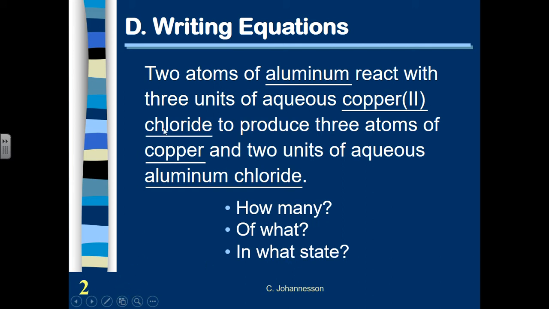2 atoms of aluminum. Aluminum is Al, right? And it doesn't tell us a state. If it doesn't tell you specifically what state it's in, then just assume it's in its most natural state. So aluminum is a metal. That means it would be a solid. So they just put an S after it.